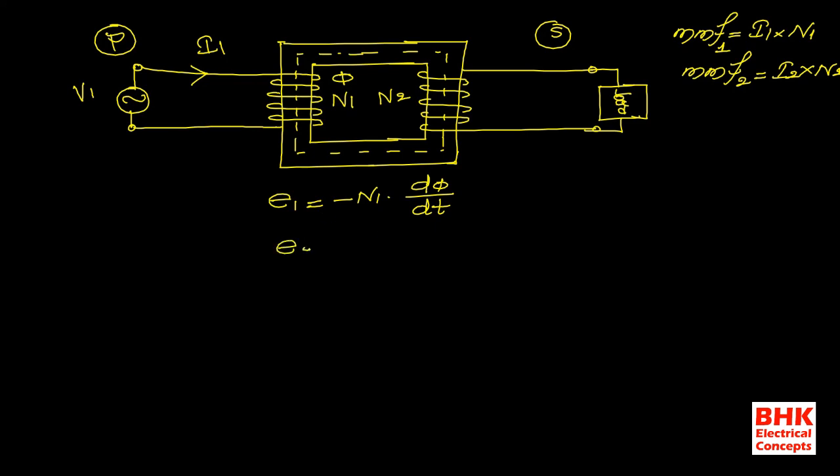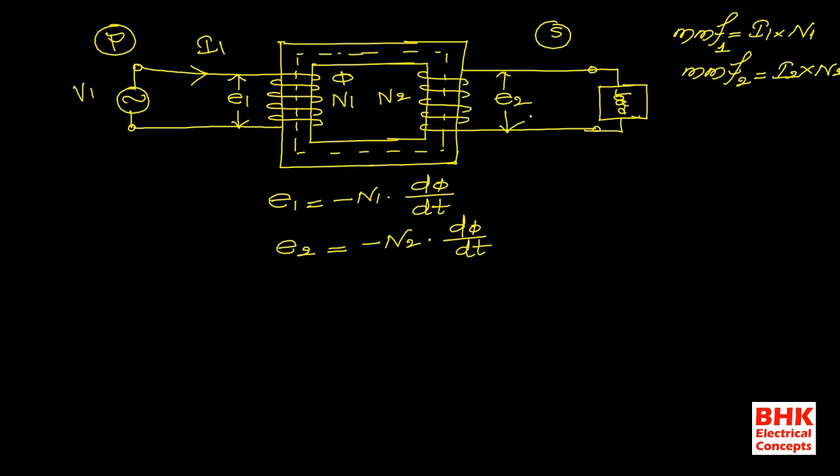And if I write the expression for the EMF generated in the secondary side, it is minus N2 into d phi divided by dt. So these two expressions are the EMF expressions in the primary side and secondary side, and this EMF is always generated across the particular winding. Here E1 represents the EMF generated in the primary side, and E2 represents the EMF generated in the secondary side.